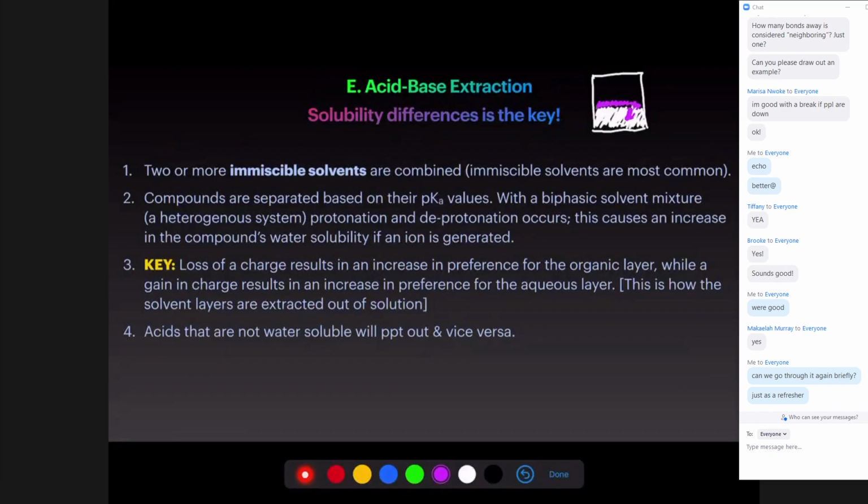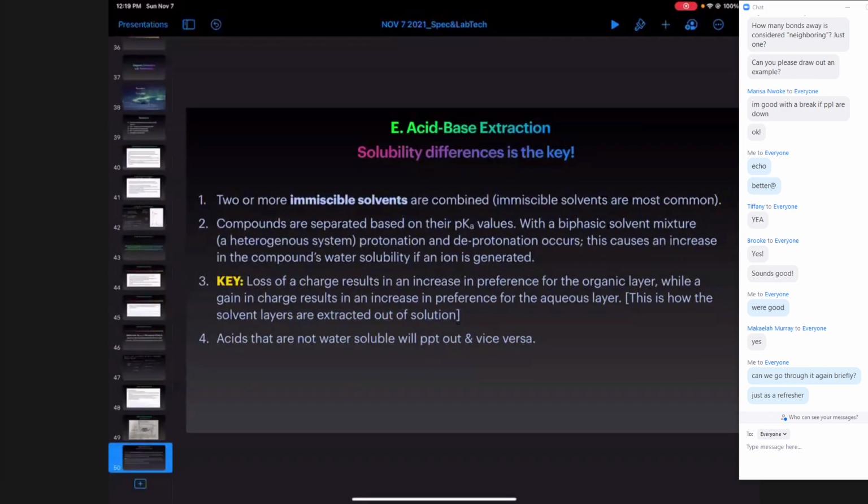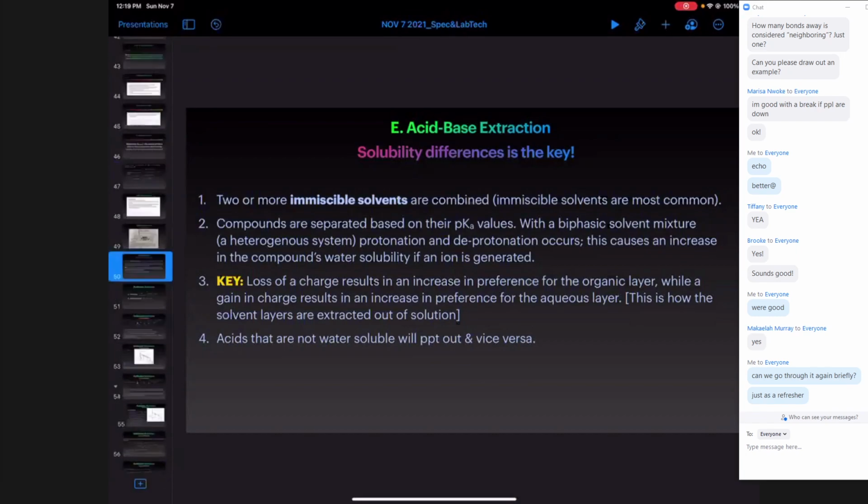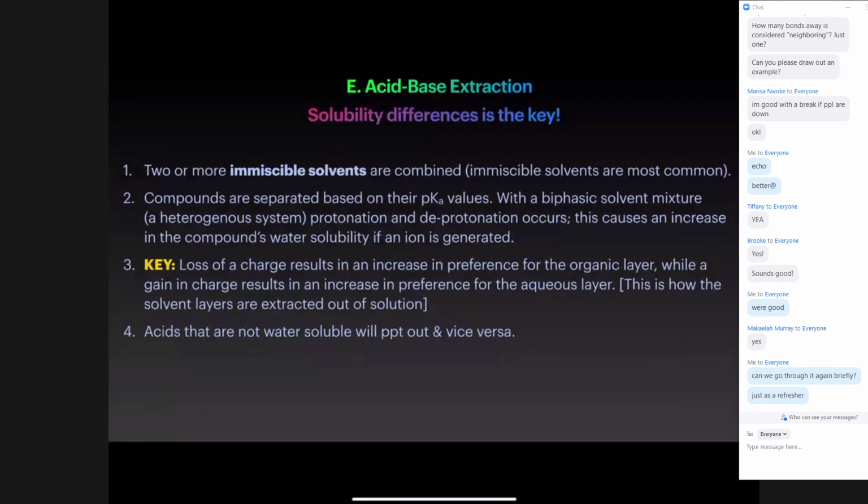Are you asking to go through pKa values briefly? A little bit more to get through, but I think we'll be able to do it. Okay, sorry, I'm reading through questions right now so I don't miss anybody. Okay.